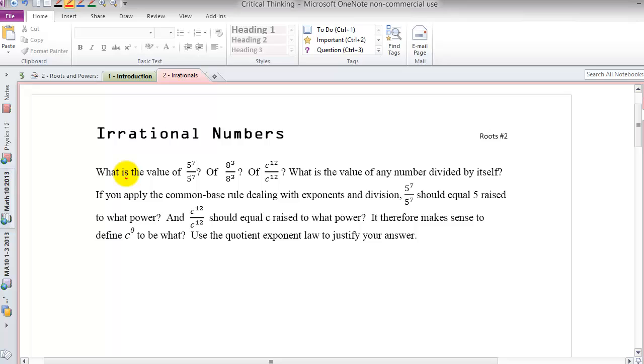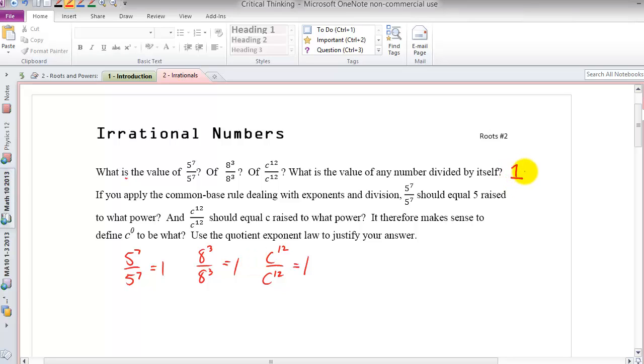The first question is, what is the value of 5 to the power of 7 over 5 to the power of 7? I think we would say 1. It's similar for 8 to the power of 3, and even c to the power of 12 divided by c to the power of 12 would be 1 for any value of c. The value of any number divided by itself is 1.